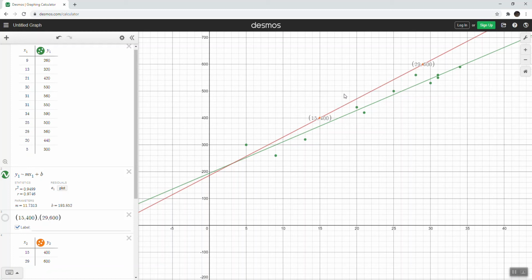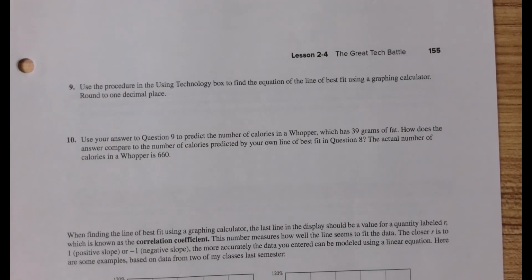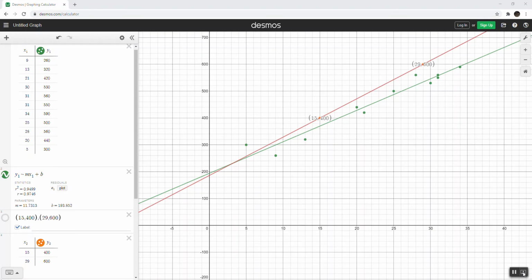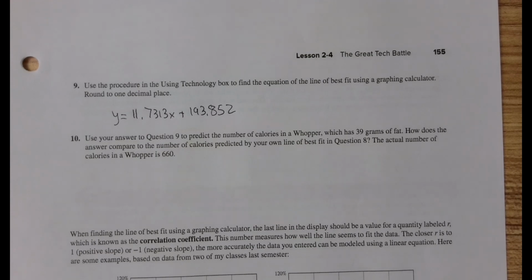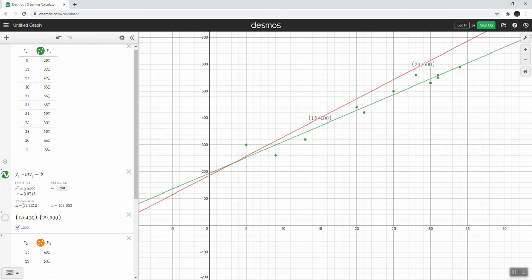So let's write that equation down on page 155. Except I gotta look at it, remember what it is. It is y equals 11.7313x plus 193.852. So this is what the equation looks like. Notice where I got the m and the b. I got it straight from what Desmos told me. M equals this, b equals that.